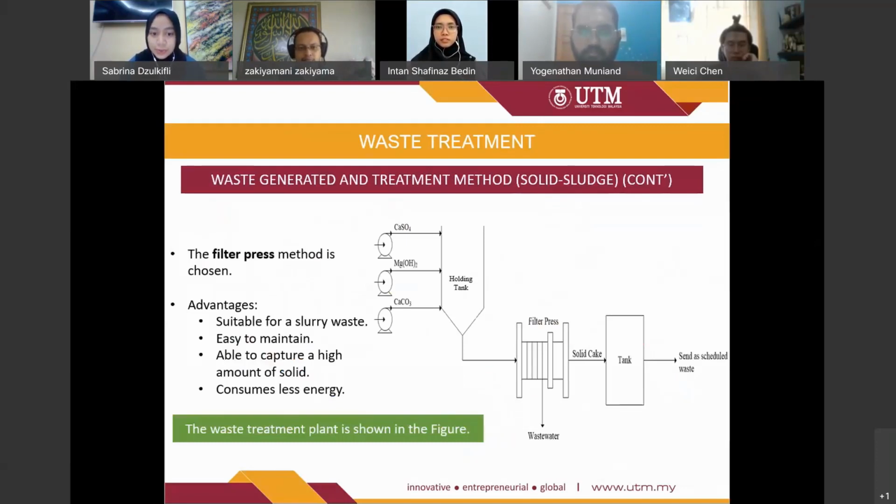Filter press process is chosen to treat the solid sludge waste. This is because this process is more suitable for a slurry sludge waste, easy to maintain, able to capture a high amount of solid, and consumes less energy than decantation. First of all, the impurities from the brine purificator are pumped into a holding tank, and from that the slurry is pushed into a flat filter press and subjected to high pressure for dewatering. The solid cake is collected in a tank and sent as gathered waste to the nearest landfill, which is Kualiti Alam in Negeri Sembilan.